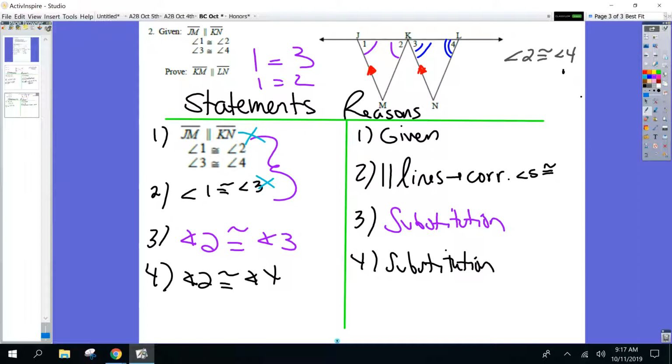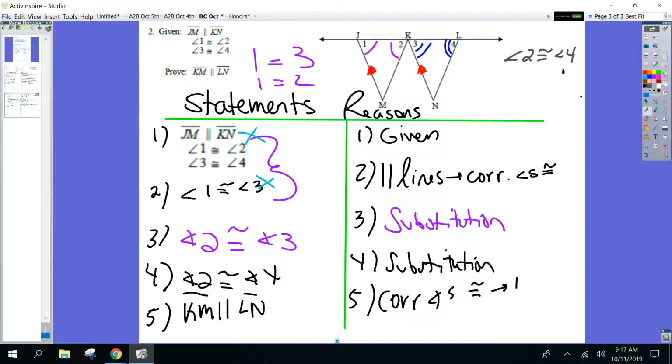Now that I know 2 is congruent to 4, I now know that KM is parallel to LN. What types of angles were 2 and 4? Corresponding angles, and I'm going to harp on this. That's not good enough. No. Congruent. They have to be congruent. Just because you have corresponding angles means nothing. Corresponding angles, congruent, and we're not done yet. Imply parallel lines.